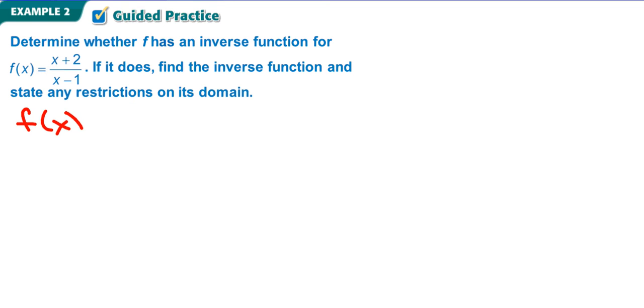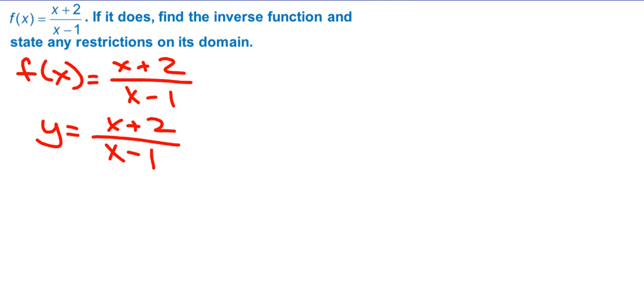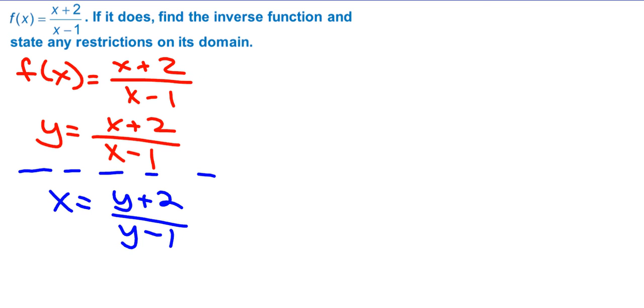So this is f of x equals x plus 2 over x minus 1. So we rewrite that as y equals x plus 2 over x minus 1. Just a note to self, I forgot to say that I also told the people in here that it does have an inverse, so they didn't have to take time to graph it. And then to find the inverse, we interchange x and y. So x equals y plus 2 over y minus 1.